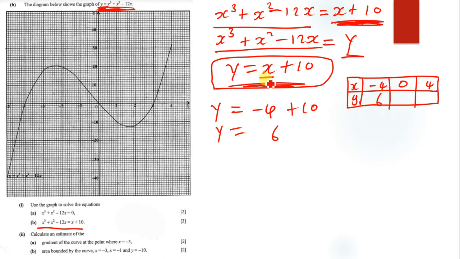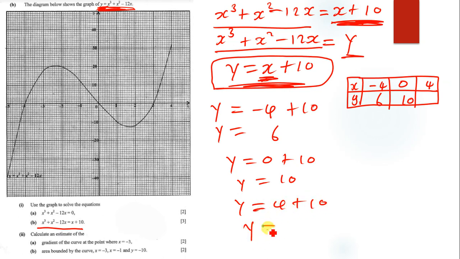And what if I put 0 as x? I'll have y is equal to 0 plus 10. So meaning the value of y becomes 10. So I'm going to have 10 there. What if I put 4 here? I'm going to have y is equal to 4 plus 10, and the value of y becomes 14. So this is what we're going to have.